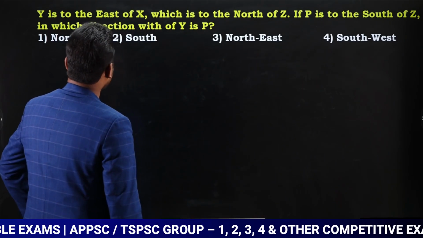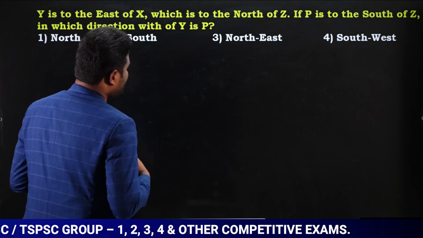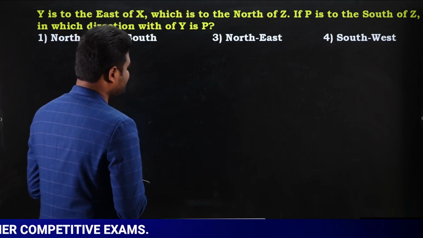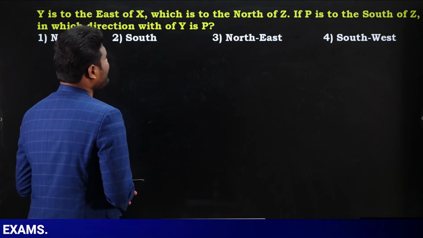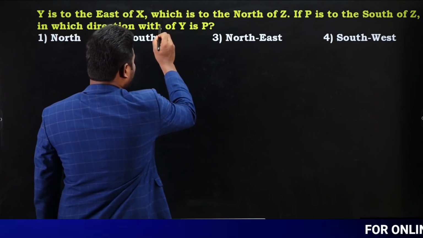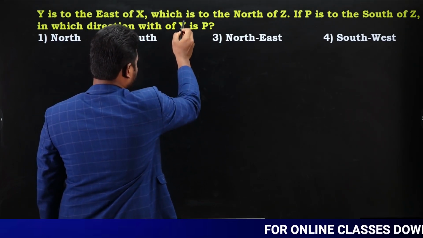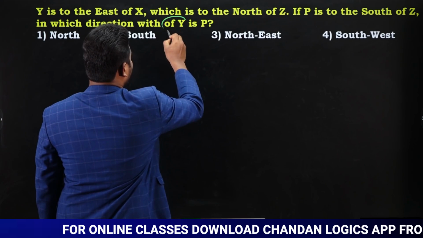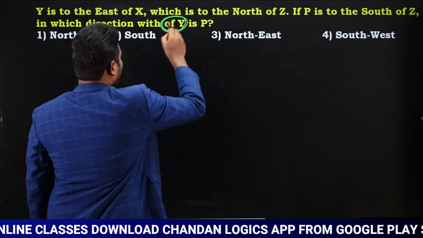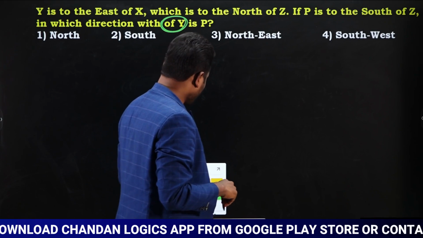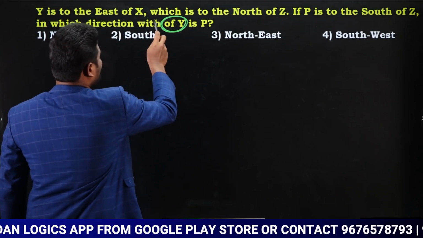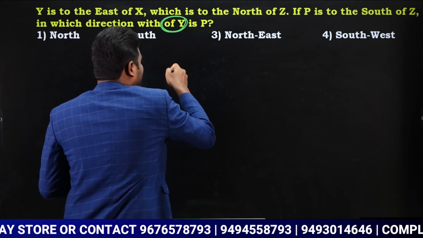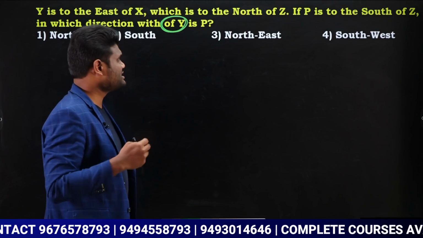Y is to the east of X, which is to the north of Z. If P is to the south of Z, in which direction of Y is P? Already I have told you, whenever you have this type of statement, don't get confused. Whatever is going to come after "of" is going to be your reference. Now if you observe, after "of" I got Y. Now Y is going to be my reference, which means from Y, P is in which direction? That is our question.